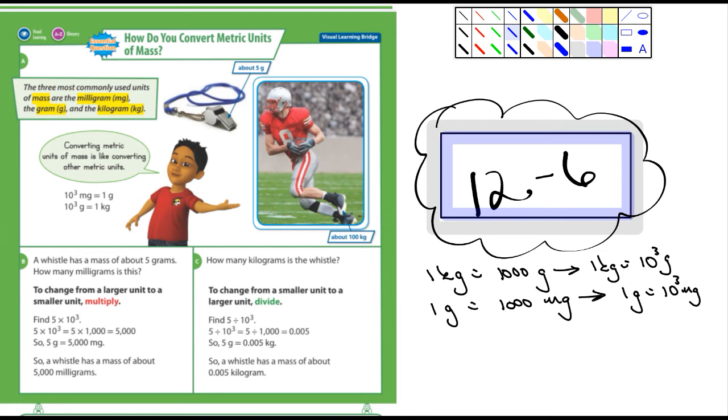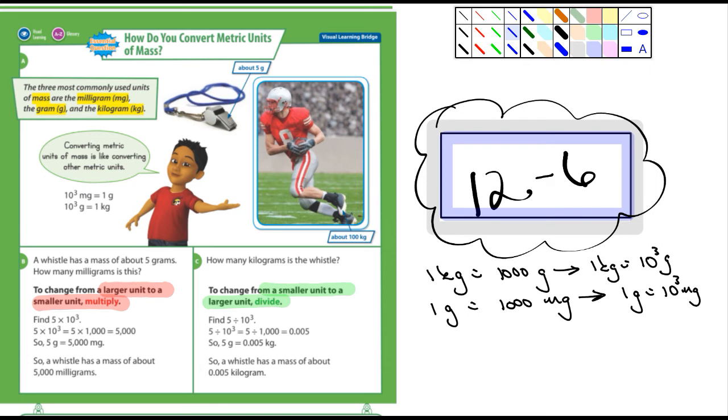And just like you've seen before, and what we've been doing here for over a week now, with the metric units, it's kind of nice: when you're going from a larger unit to a smaller unit, you multiply, and you'd multiply by 1,000. And when you're going from a smaller unit to a larger unit, you would divide, and again you would divide by 1,000.